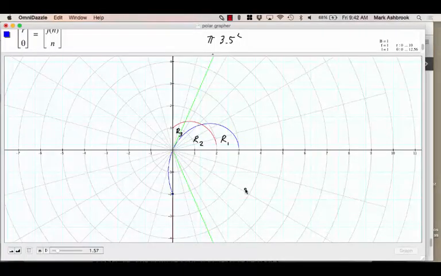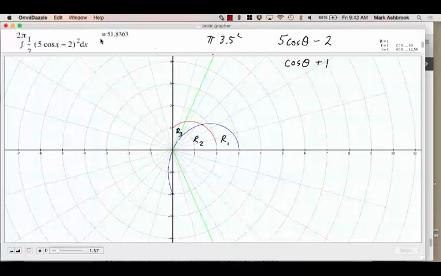So the first thing that's going to be important is the intersection. At what angle do these two curves intersect? Okay, so let's find that first. How are we going to find that? So we got 5 cosine theta minus 2 and cosine theta plus 1. Make sure that's right. Yep.